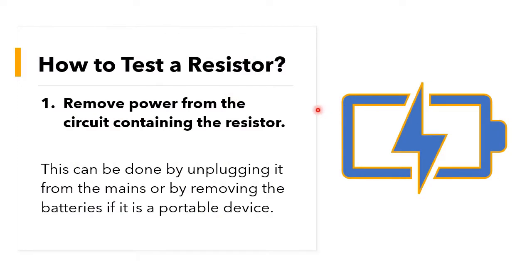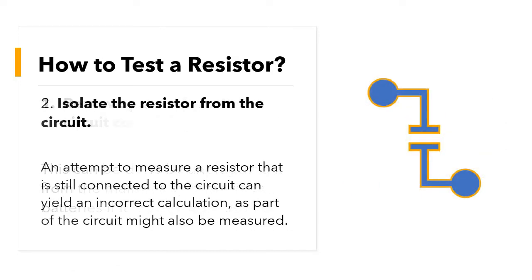First step is to remove power from the circuit containing the resistor. This can be done by unplugging it from the mains or by removing the batteries if it is a portable device. Two, isolate the resistor from the circuit. An attempt to measure a resistor that is still connected to the circuit can yield an incorrect calculation, as part of the circuit might also be measured.